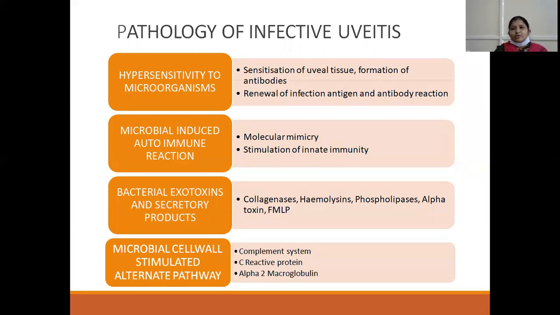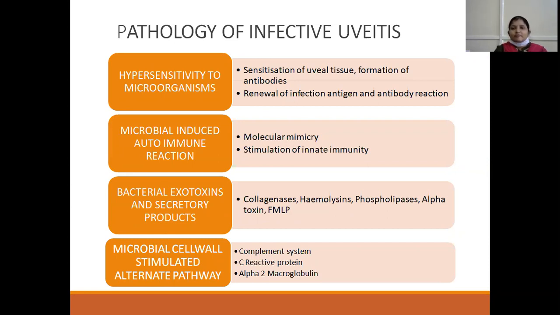So, what is molecular mimicry? It is because of cross-linking of the antigens. That is, the antigens present on the microbes are similar to the self-antigens. So, self-antigens are identified as foreign antigens and there occurs immune reactions leading to uveitis. And there can also be stimulation of innate immunity.